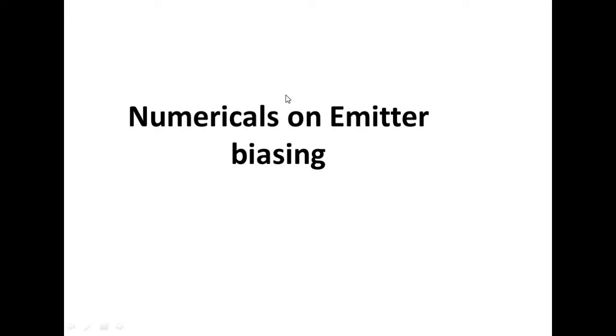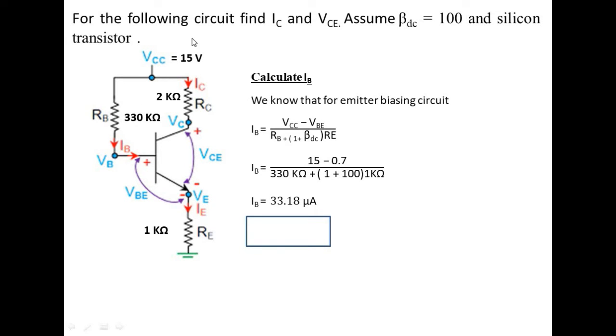Now numericals on emitter biasing. For the following circuit we have to find IC and VCE. Beta DC is given as 100 and the transistor is a silicon transistor. For the emitter biasing circuit, we can use the direct formula, or if we have forgotten it, we can always apply KVL to the input side to get the base current IB. Here I am using the direct formula. IB is equal to (VCC minus VBE) upon RB plus (1 plus beta DC) times RE.